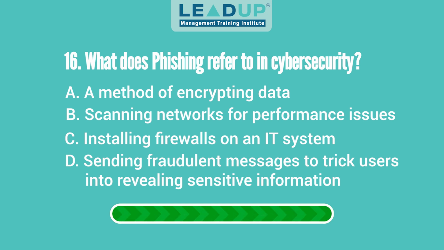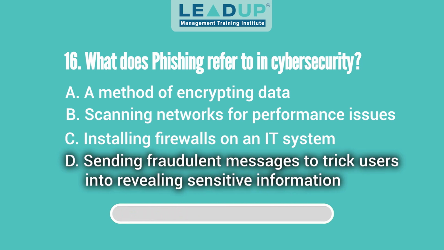Question 16. What does phishing refer to in cybersecurity? A. A method of encrypting data. B. Scanning networks for performance issues. C. Installing firewalls on an IT system. And D. Sending fraudulent messages to trick users into revealing sensitive information. Answer: sending fraudulent messages to trick users into revealing sensitive information.